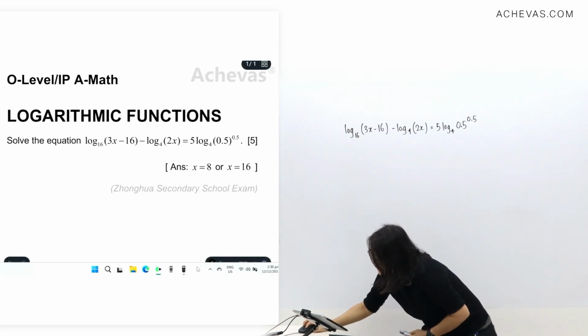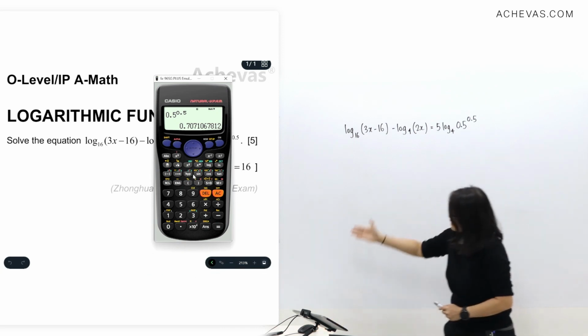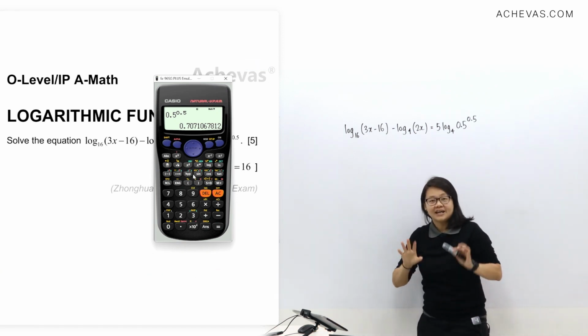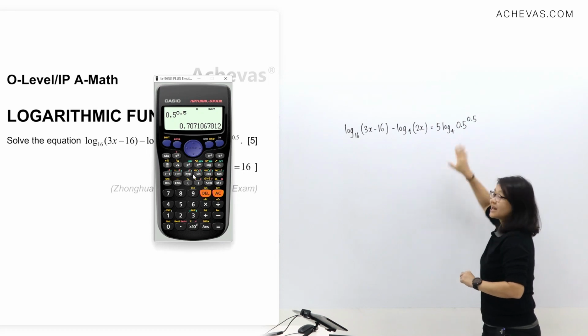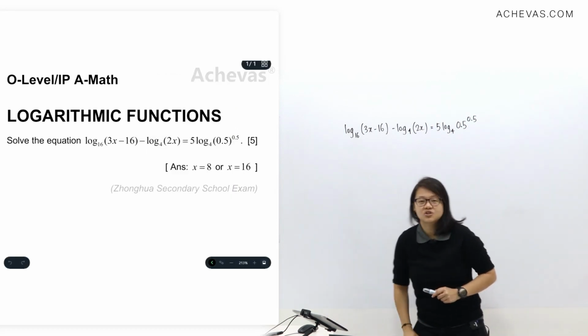Let me just go to my calculator and click this and see what happened here. We get an ugly decimal over there. That means do not touch this one first. Let's think of what we can do to this question.